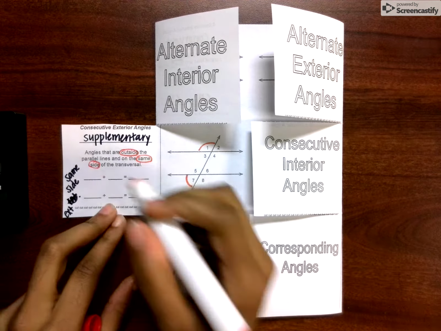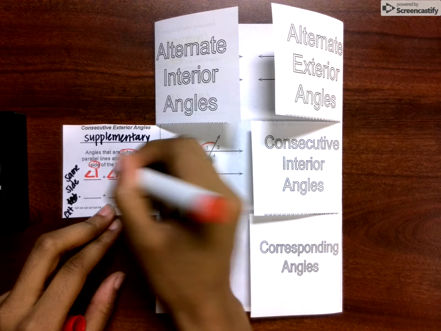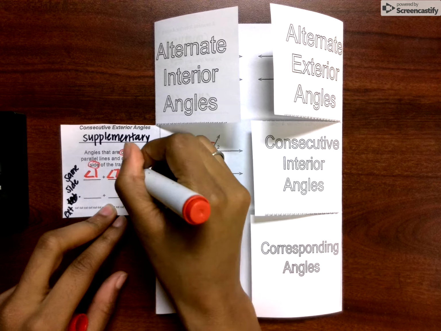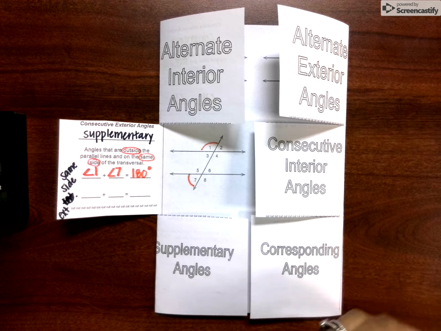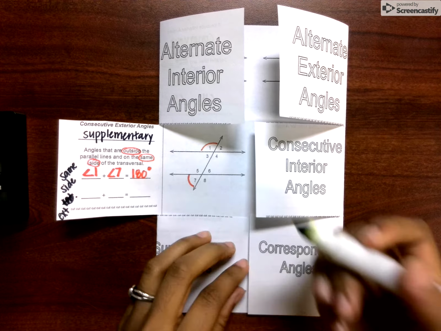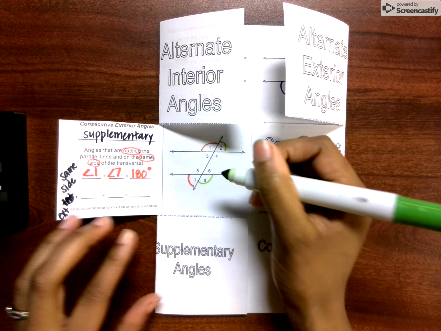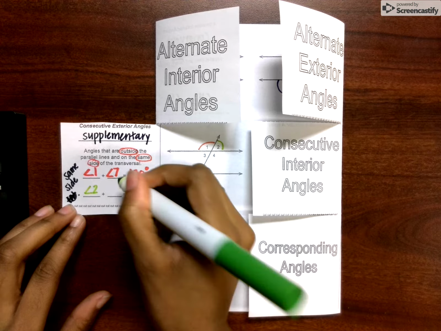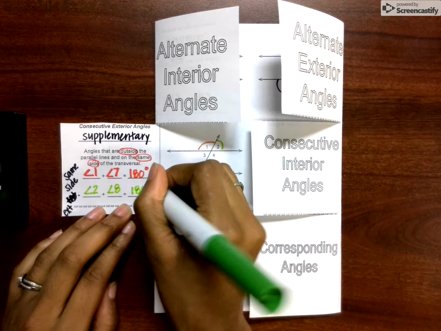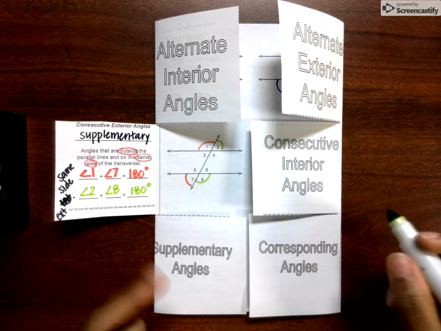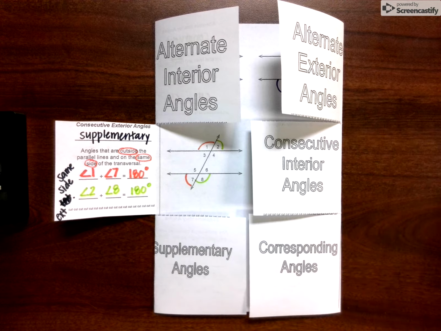And so supplementary simply means that when I add these two angles together, they're going to equal 180 degrees. All right. My only other pair that I could use is angle 2 and angle 8. So angle 2 plus angle 8 equals 180 degrees. There are only two pairs for consecutive exterior angles.